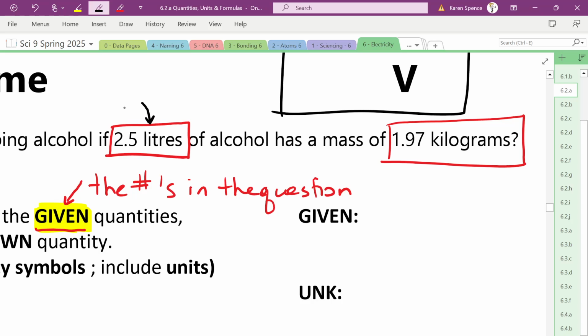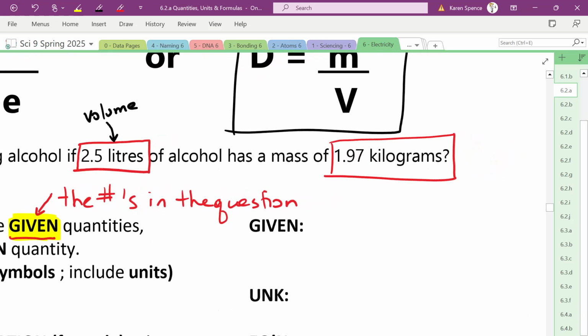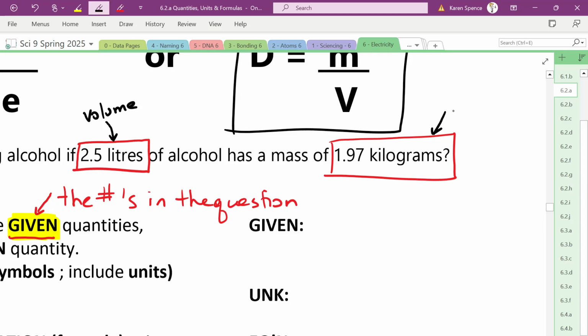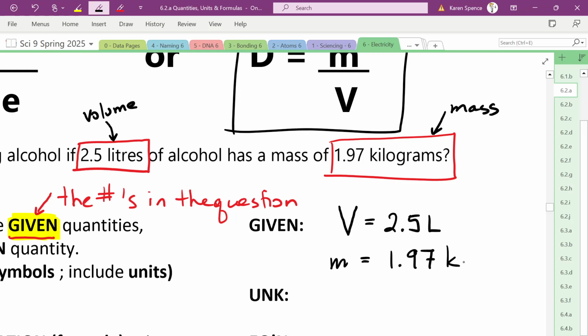All right, what is liters measuring? Liters is measuring volume. What is 1.97 kilograms measuring? Mass. When you write your given, you don't write volume. Instead, you just write capital V. Okay, so we are given volume and it equals 2.5 liters. We are given the mass and it is equal to 1.97 kg, kilograms.